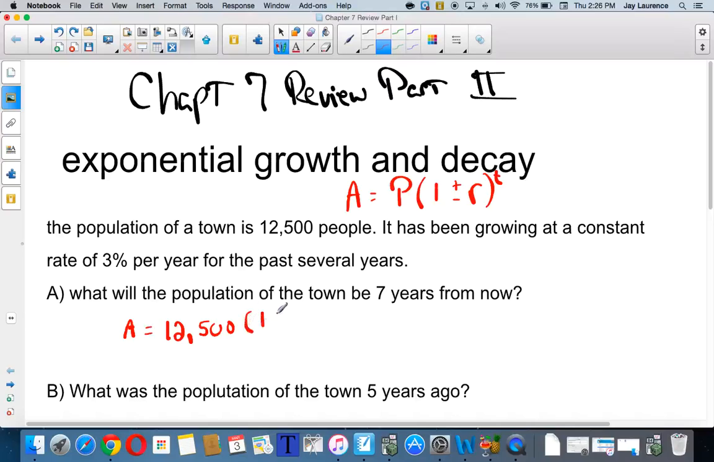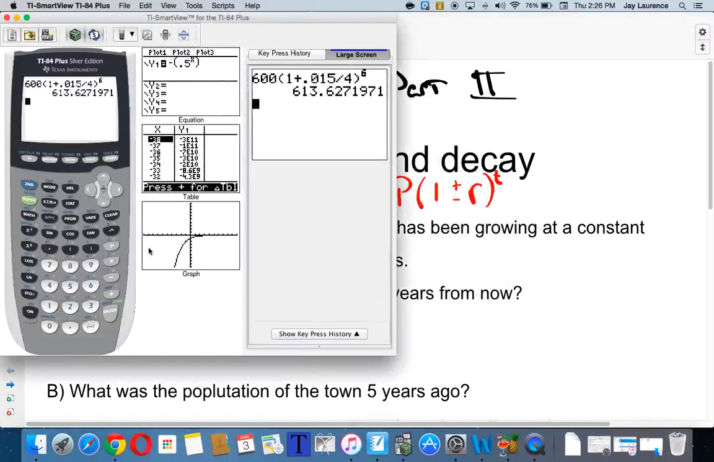And then I have 1 plus 3/100ths. And I'm going to raise that to the power of 7, the time in years. And here's where I like to go to my calculator. I don't want to do all this work or do it piecemeal. I'm going to go right to my calculator. There it is. I'm going to go 12,500 times 1 plus 3/100ths. And I believe I'm raising it to the 7th power. And when I do that, I get approximately 15,373.